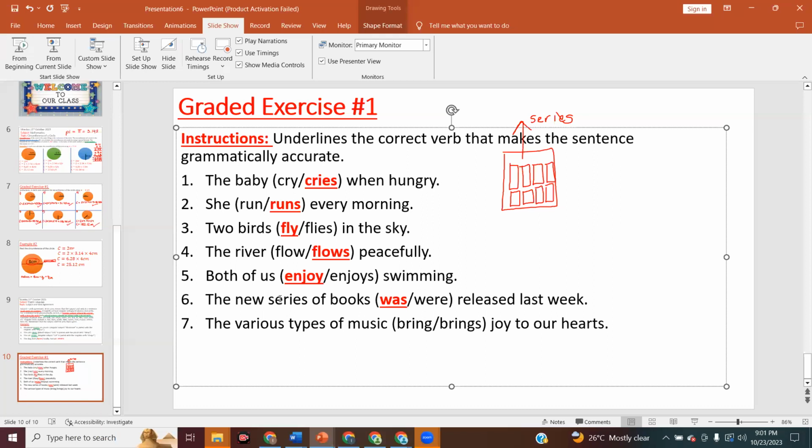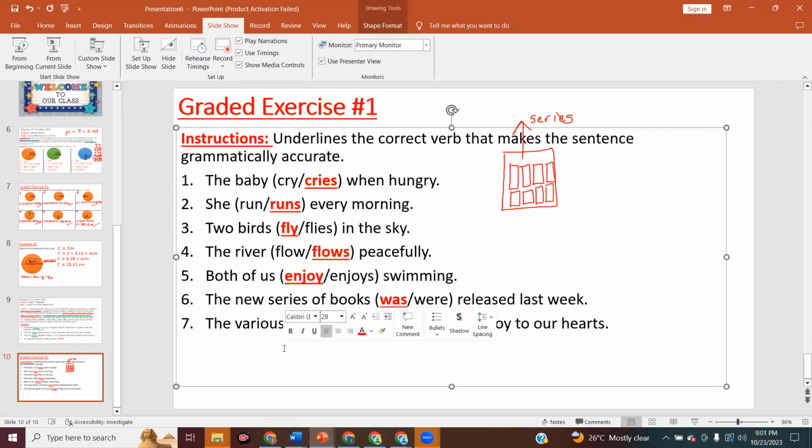So next one. The various types of music bring joy to our hearts. Types of music. Types, that's what? Plural or singular? Plural. Plural, very good. And we have to use the plural verb. What is the plural verb? Bring. Bring, very good. So the various types of music bring joy to our hearts.